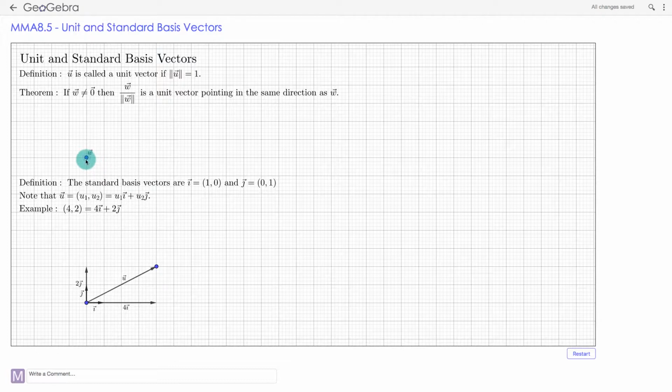But what happens if I put it equal to 0? Then it's not defined, right? There is no unit vector, because this doesn't point in a particular direction.